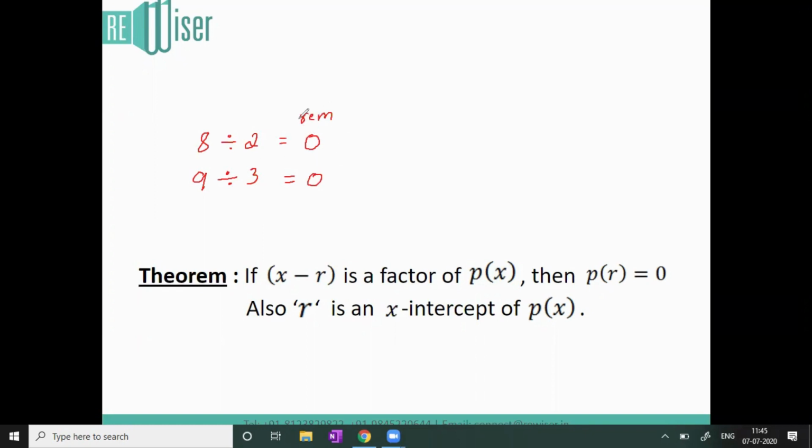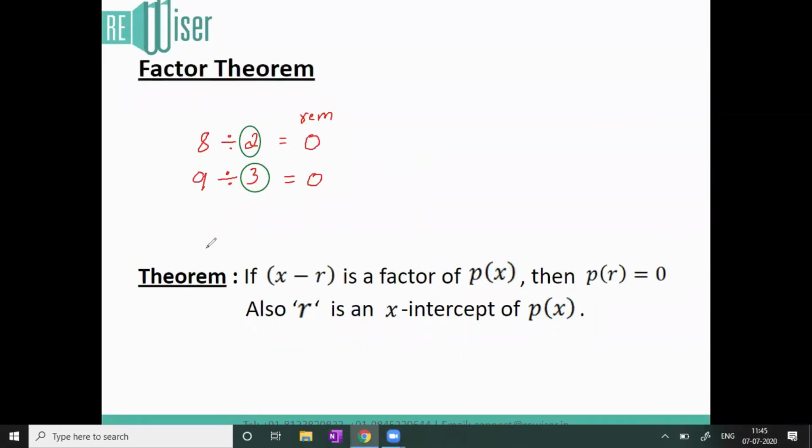Whenever my remainder is 0, I can always say this 2 is a factor of 8, and this 3 is a factor of 9. Or in other words, whenever 2 is a factor of a certain number, you will always get your remainder as 0. So this also works for any polynomial, and we say something like a factor theorem.